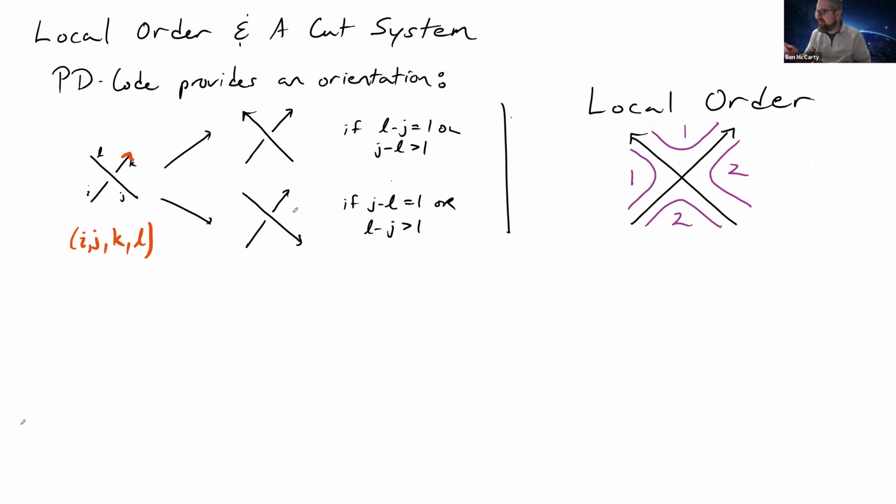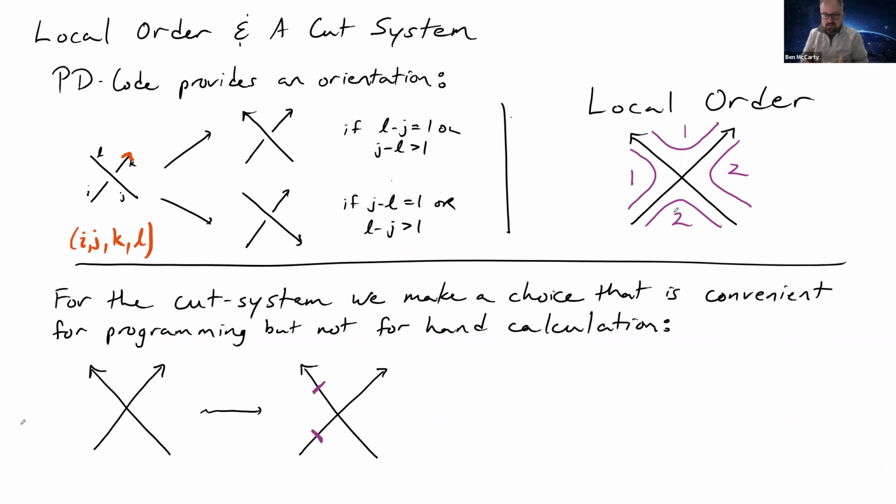But it's also important in terms of determining the local order. If I can determine the direction of these arrows, I can know, when I look at my smoothing arcs, which circle is 1 and which circle is 2. It is also important in placing the cut points.